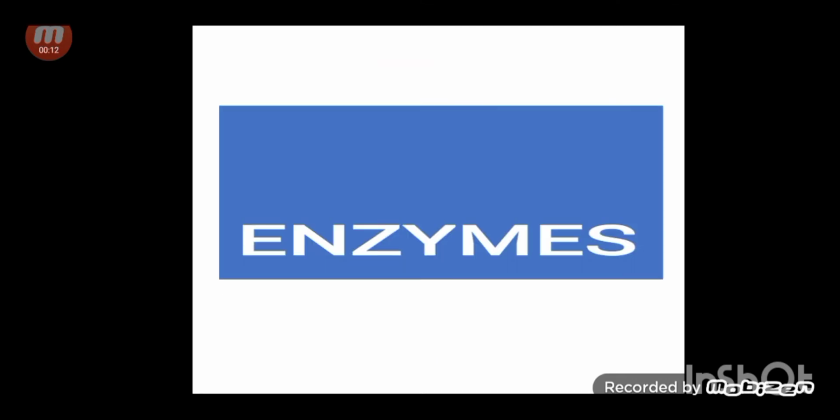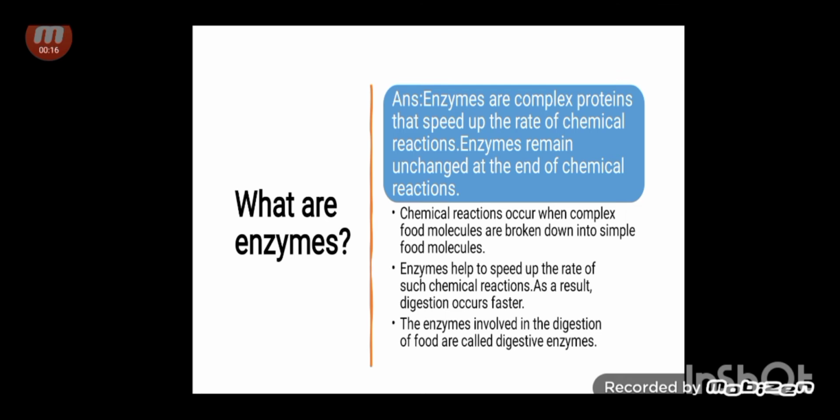Today in this video we will talk about enzymes. What are enzymes? Enzymes are complex proteins that speed up the rate of chemical reactions. For example, if any reaction is occurring in 4 hours, by adding enzymes it can be done in 2 hours. It actually speeds up the reaction.